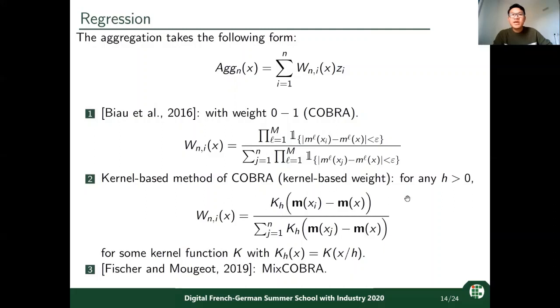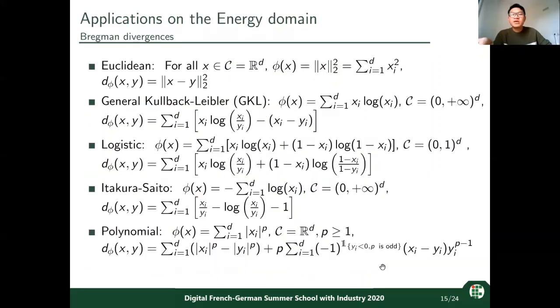And later, in the second one, which is my work, I generalize this to a more general kernel. And the last one is again MixCobra, which takes into account also the input part. These are the methods that we use to combine all those candidate estimators M_L at the end of our procedure. Then in the simulation in this talk, we will use these 5 Bregman divergences, including the Euclidean distance, the generalized Kullback-Leibler, and others, which are very well known.